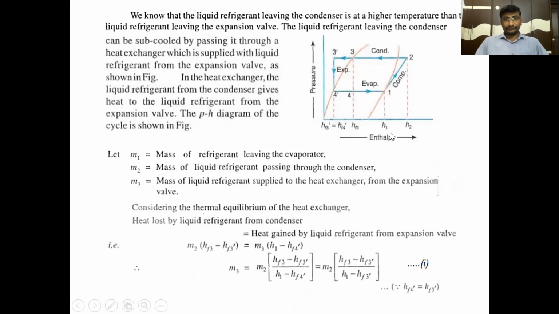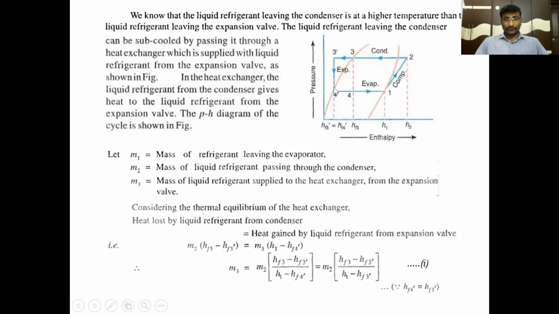Let us go for the pH cycle or pH chart. 1 to 2 is the compression process as usual. 2 to 3 is the condensation in the condenser. 3 to 3 dash is the subcooling process. There is no superheating at this place because we are not using the vapor as a cooling medium. We are using the liquid as a cooling medium here. 3 dash to 4 dash is the expansion in the expansion valve.